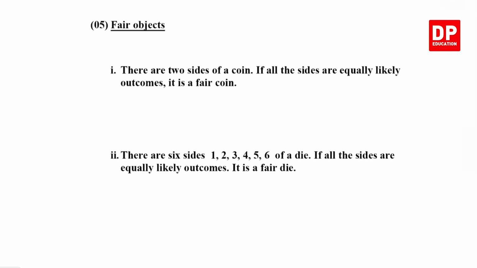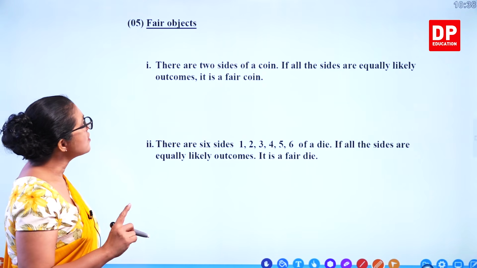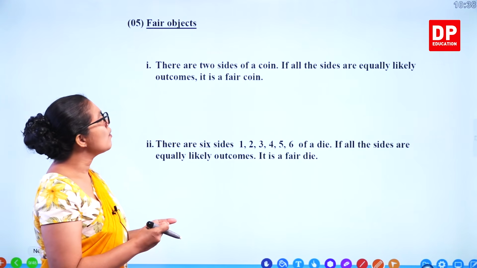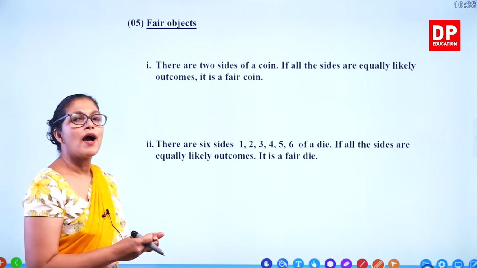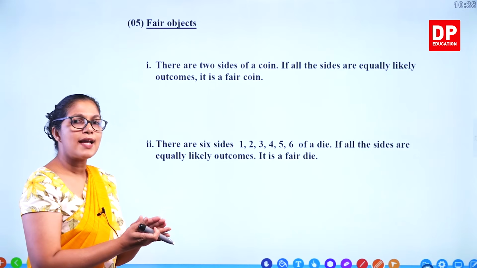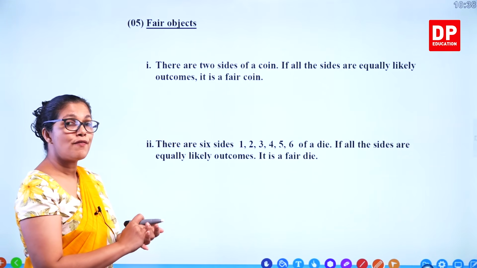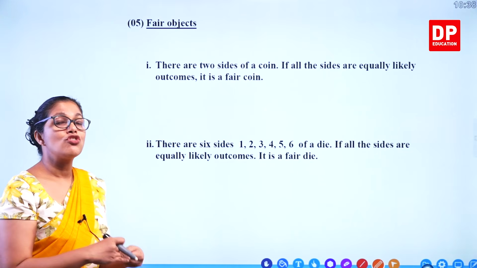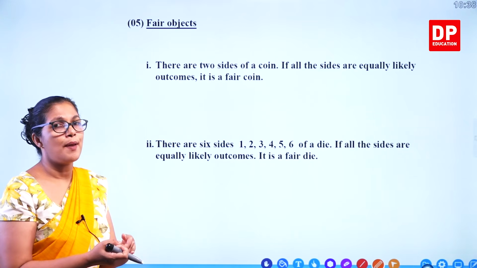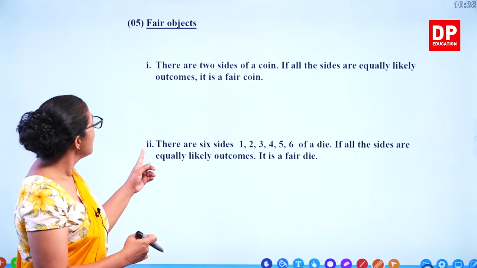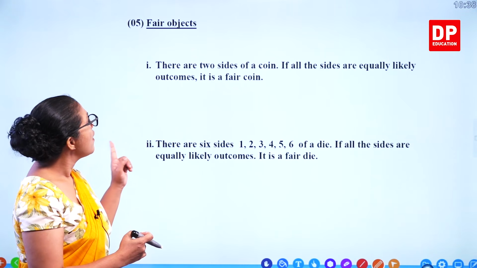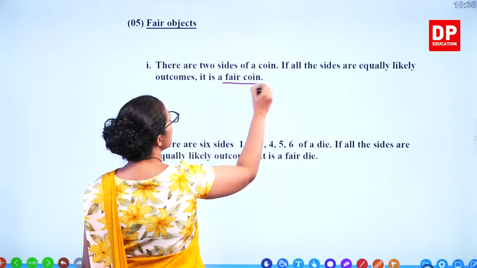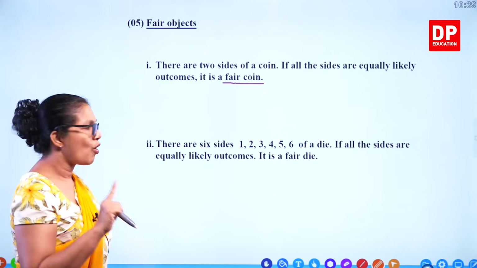What are fair objects? There are two sides of a coin. We know that there are two sides. If all the sides are equally likely outcomes, it is a fair coin. So the chance of getting head or the chance of getting tail is the same, equally likely. So this is a fair object. The coin is a fair object, so we call that a fair coin.